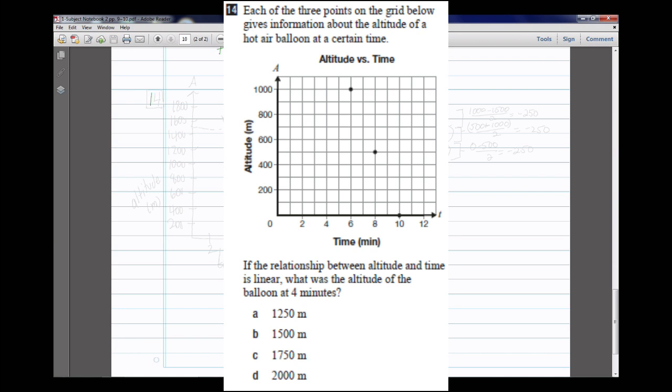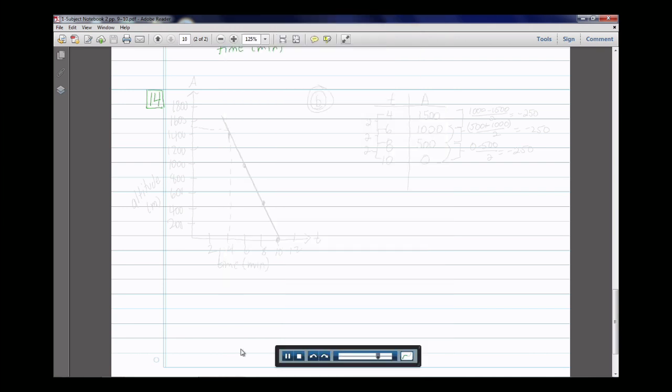We're going to take a look at multiple choice number 14. And it reads, each of the 3 points on the grid below gives information about the altitude of a hot air balloon at a certain time. If the relationship between altitude and time is linear, what was the altitude of the balloon at 4 minutes? So I'll just sketch the graph. You wouldn't need to because it's on your test paper, but here's the sketch of the graph.